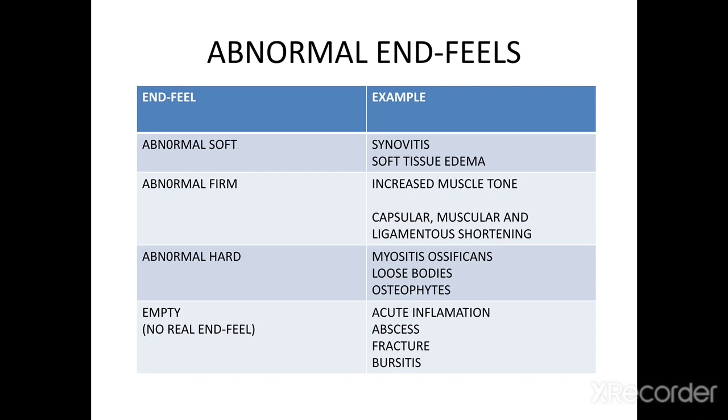Now according to Cyriax, it is basically divided into four types, that is abnormal soft, abnormal firm, abnormal hard and the empty. That is classified on the basis of the quality of feel.